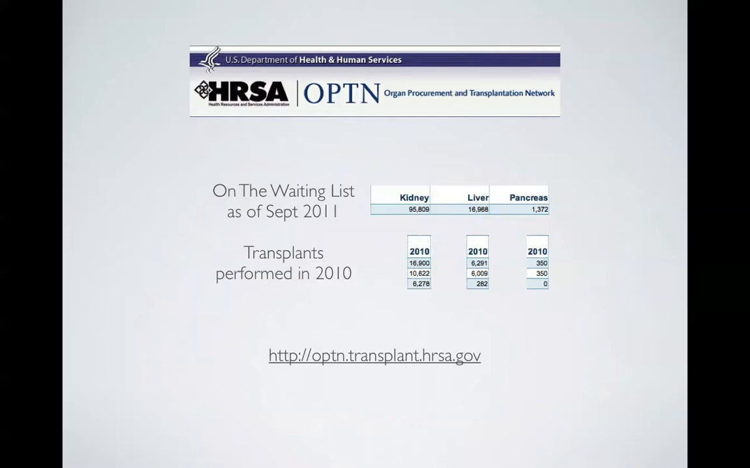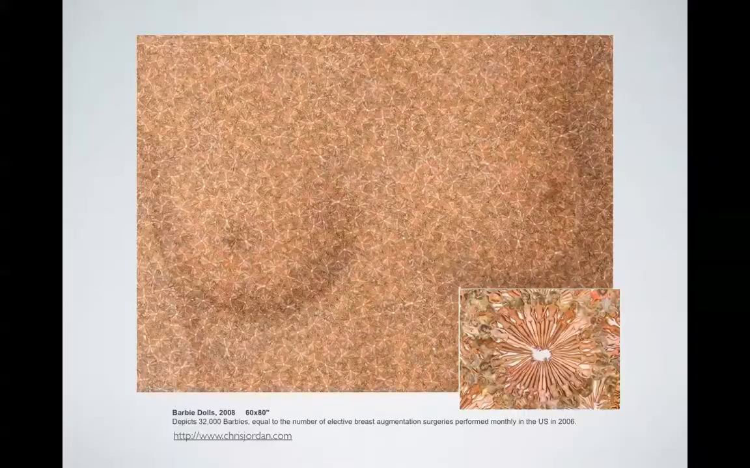Same thing with the liver. You've got almost 17,000 people waiting for a liver, and only a little over 6,000 are going to get that liver. With the pancreas, we're looking at 1,370 people waiting for a pancreas, and in 2010 only 350 received that. If you want to check out the data yourself, I've provided the website on the bottom. But this got me thinking, this is a way that I could use this new technique that I'm thinking of.